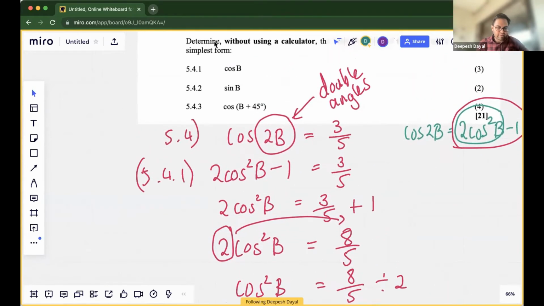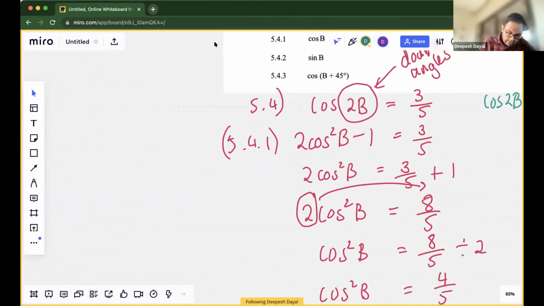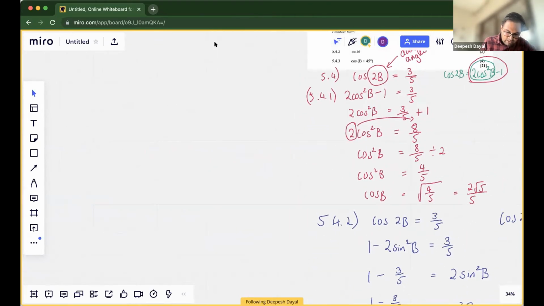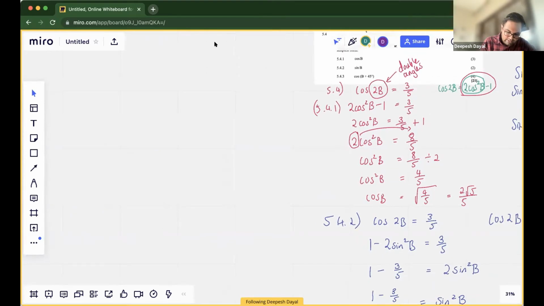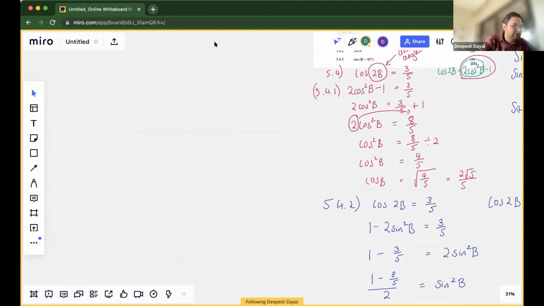Cos(b + 45). And for cos(b + 45), we're going to use a lot of what we have already. So I'm going to minimize this because we're going to use a lot of the information that we have already. Let's try and do this. So cos(b + 45), right?